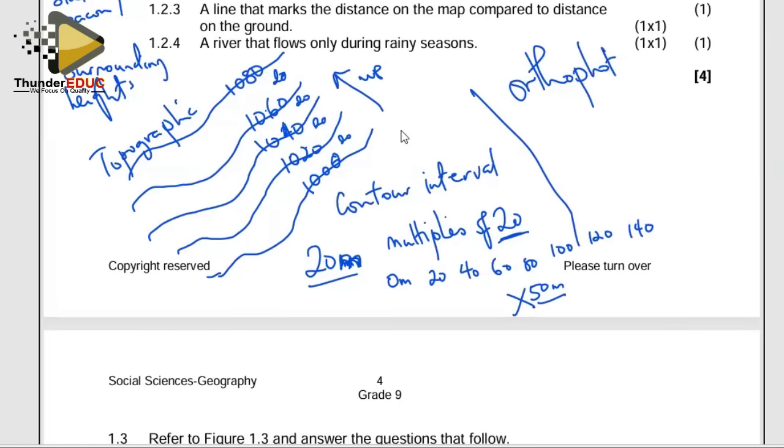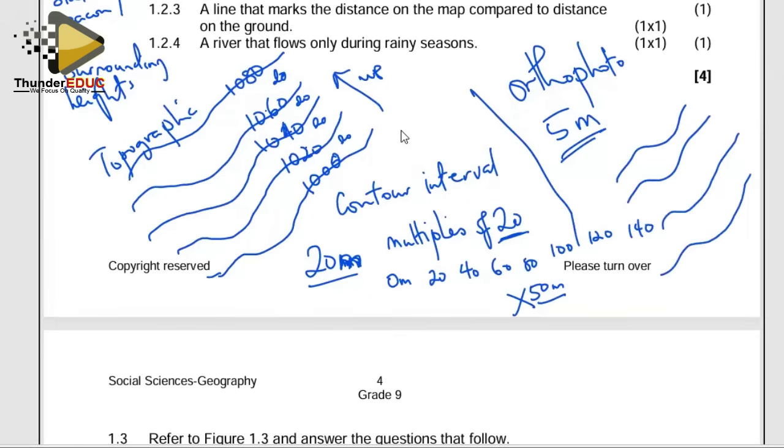the contour interval is 5 meters, which means the contour lines on an orthophoto map have a difference of 5 meters. If this is 1,000 and you are going up the slope, the next is going to be 1,005. The next is going to be 1,010. The next is going to be 1,015. Going like that with a difference of 5 meters. That is with an orthophoto map.